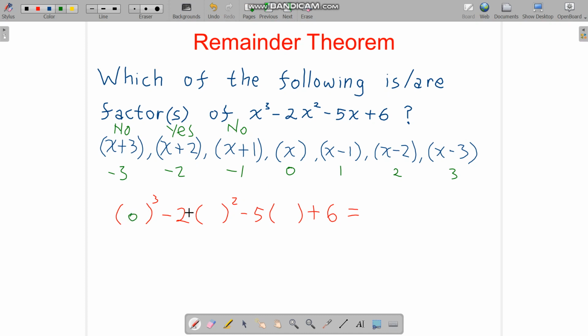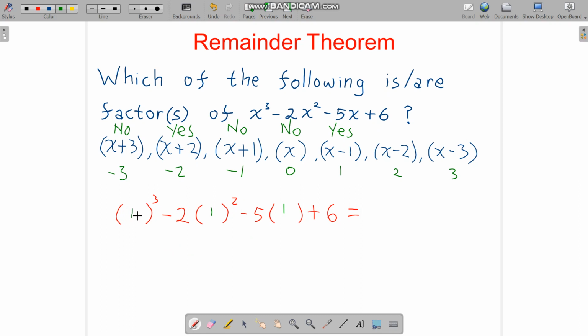Plug in 0, we get just 6, of course, not a factor. We plug in 1, we get 1, minus 2, minus 5, plus 6. So it is a factor. So yes.